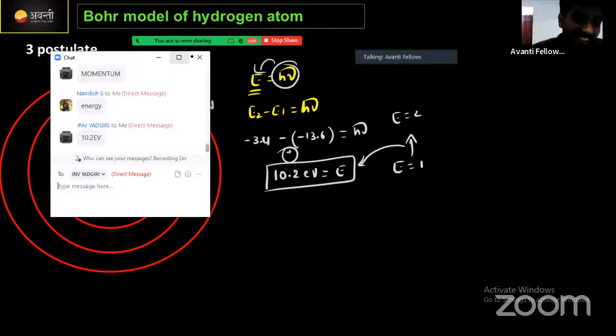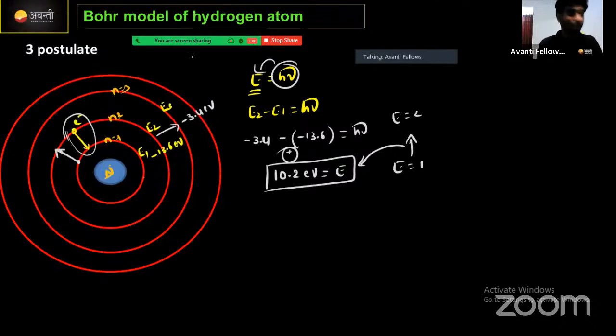And this is all about today's class, guys. Tomorrow we're going to define each and every thing of Bohr's atomic model: what is the radius, what is the energy, if it is moving in an orbit what will be its velocity, what will be its wave number, and what will be the wavelength it emits. These are all the things we are going to discuss in tomorrow's class.